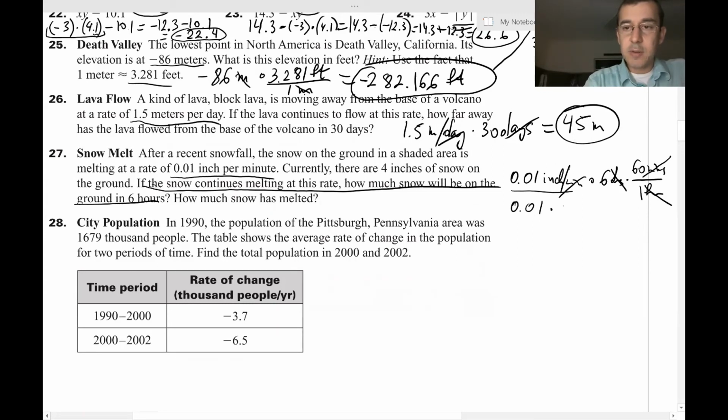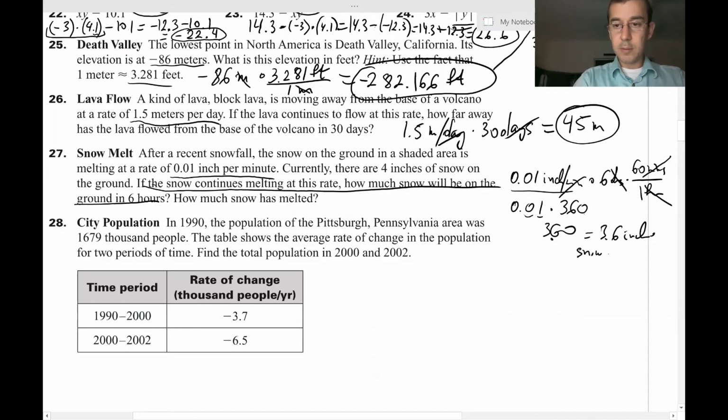6 times 6 is 36, and then the 0. 0.01 times 360 is, well, 1 times 360 is 360. And then we have 2 decimal places, so it's 3.6. This is 3.6 inches of snow melted.